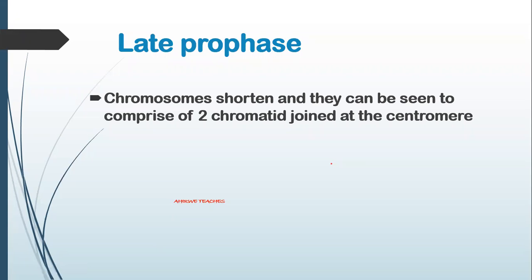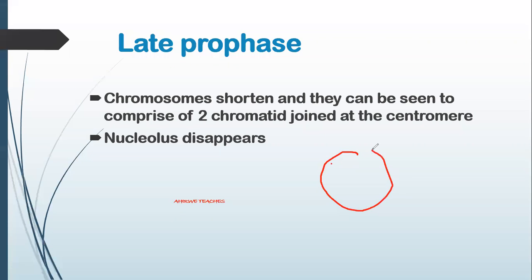So chromosomes, they shorten and become thin as two chromatids joined at the centromere. Then the nucleolus disappears. Now, what is a nucleolus? All of you are conversant with a nucleus, but few or no one here knows what a nucleolus is. This is a cell membrane, and this is a cytoplasm, and this is a nucleus.